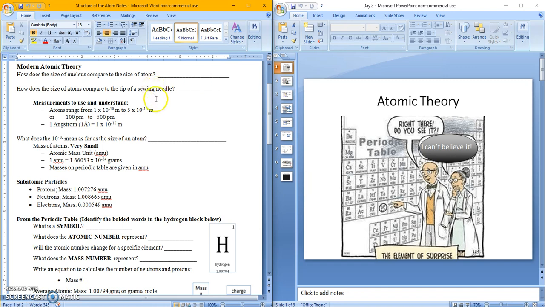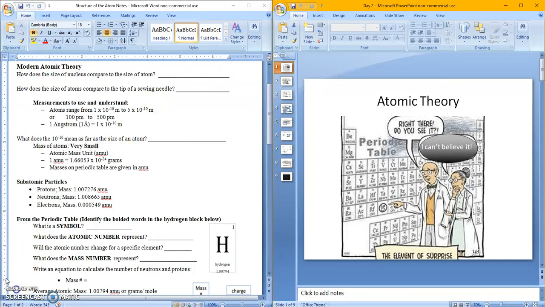So, when you're thinking about the size of an atom, atoms are extremely tiny, but even tinier than that is the nucleus inside. So how does the size of an atom compare to the tip of a sewing needle? Well, we're talking not one atom, of course, too small, not 10, not 100, not thousands, not even millions. We're talking about billions of atoms sitting on top of a sewing needle. Alright? And we're going to learn all about how we find out how many atoms are here and there, and you'll be able to calculate those things.